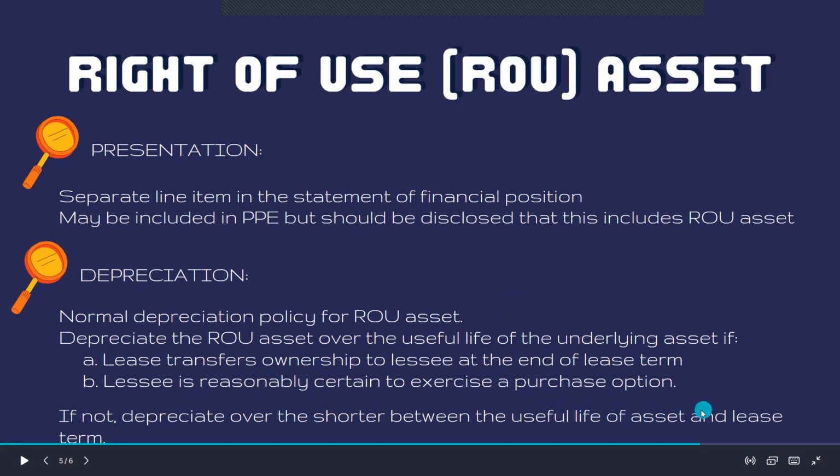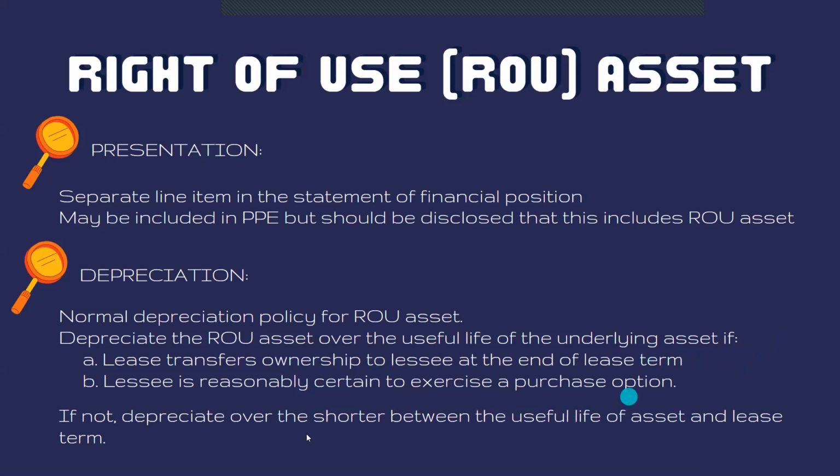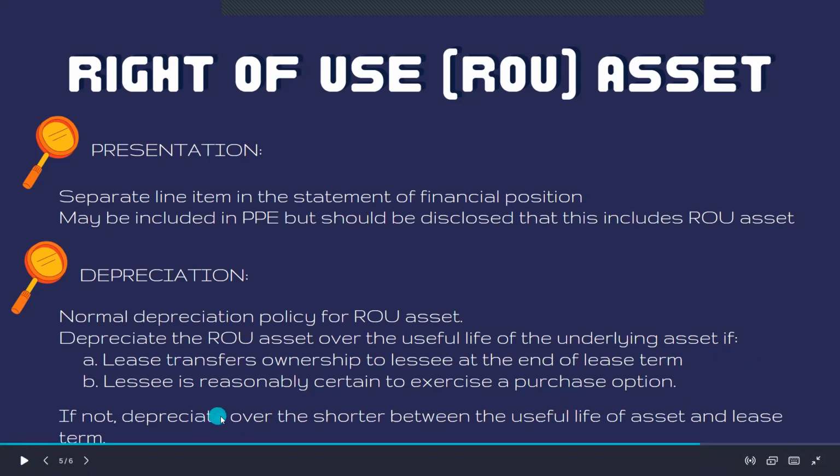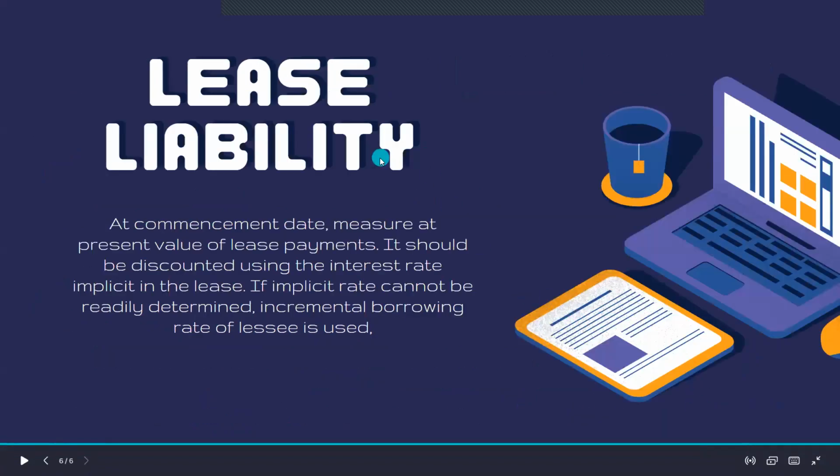Pero ang lease term lang, mag-lease na ako for 8 years, tapos hindi ko naman yan bibilin at the end or hindi mapupunta sa akin. Ang gagamitin kong useful life depreciation is the 8 years, which is the shorter term between the useful life and the lease term. Okay, so punta naman tayo kay lease liability.